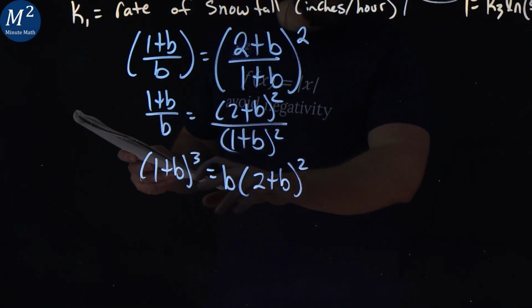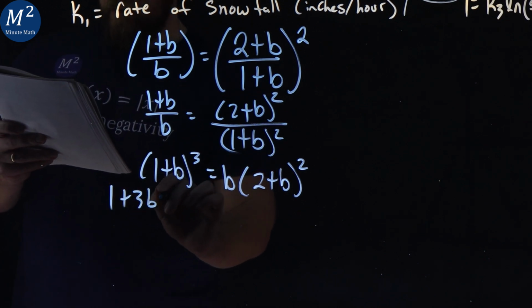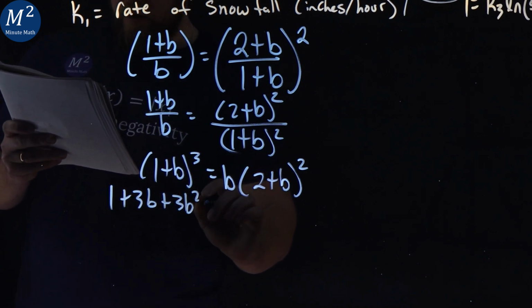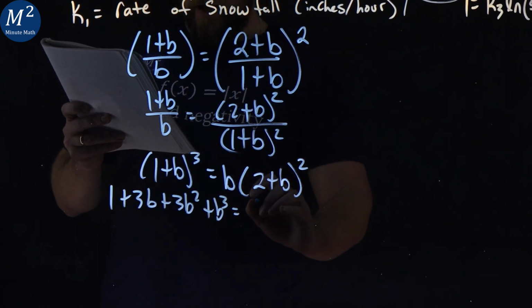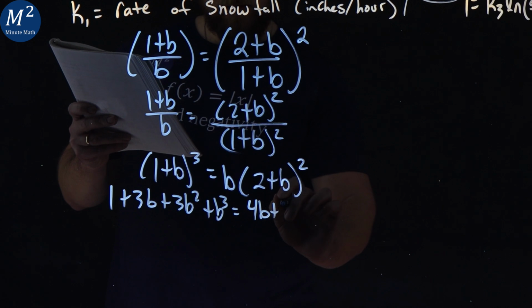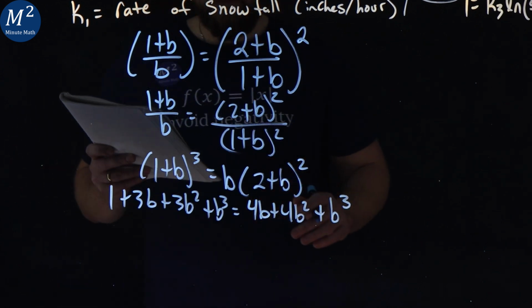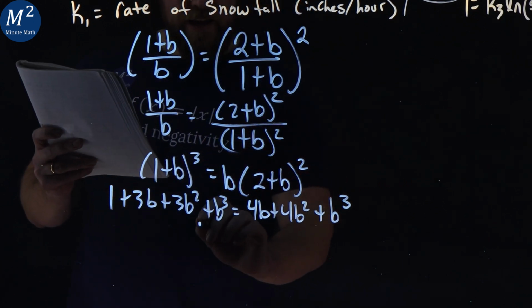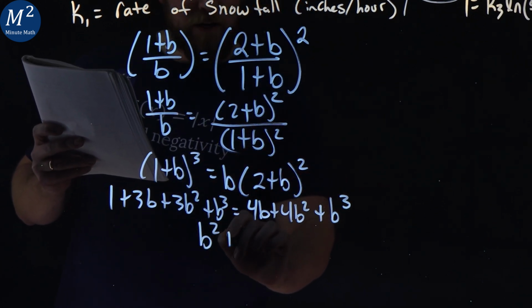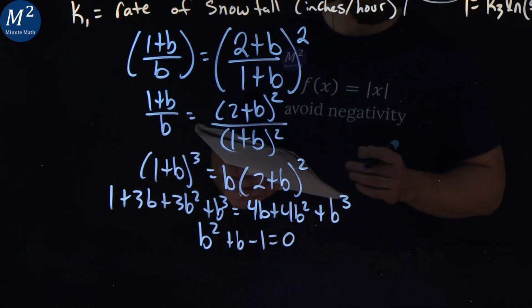So with that, let's multiply this out. The left-hand side is 1 plus 3b plus 3b squared plus b cubed. The right-hand side becomes 4b plus 4b squared plus b to the third power. We simplify this, bring everything to the left-hand side, and we get b squared plus b minus 1 equals 0. I won't bore you with the details there.